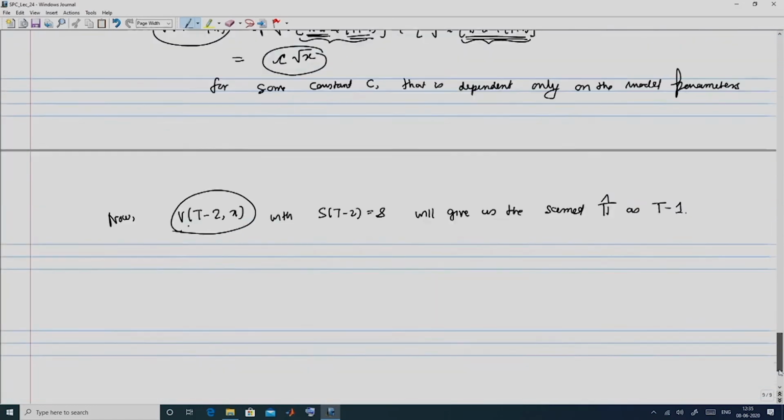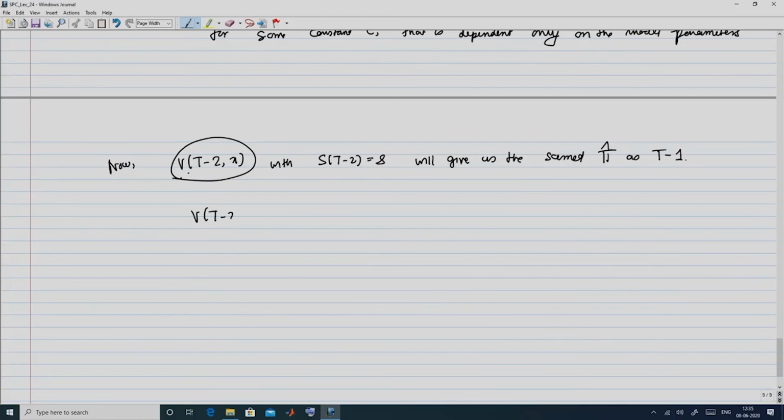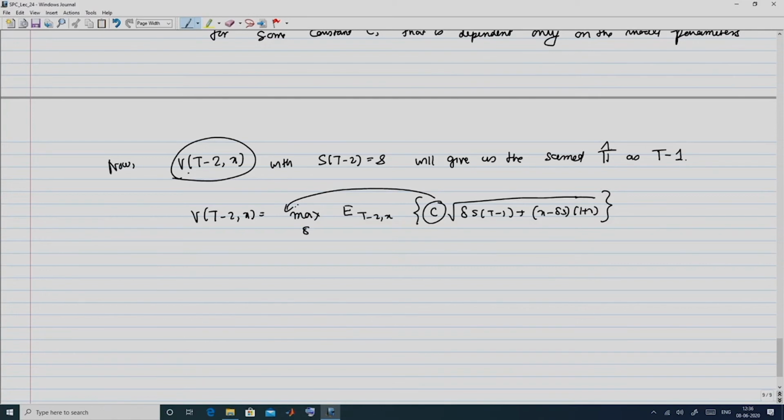This is again going to be simply: v of t minus 2, x is simply going to be the maximization of delta, expected value of c times the square root of delta s t minus 1 plus x minus delta s into 1 plus r. So it is going to be the same exercise except this c goes out. That means this maximization, to determine v of t minus 2 of x, is again the same problem of maximizing the expected value of the square root of this random variable.